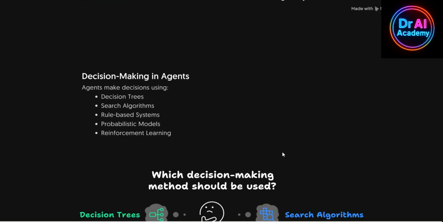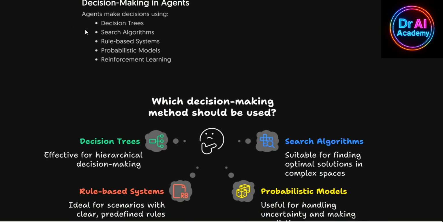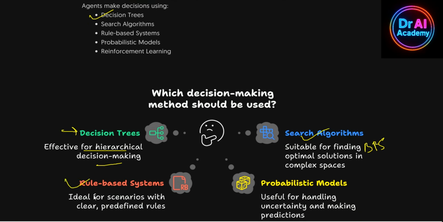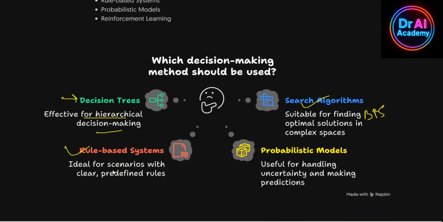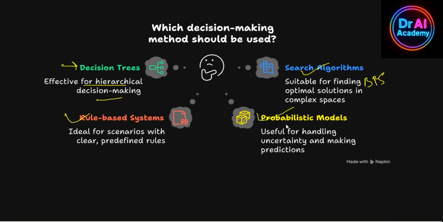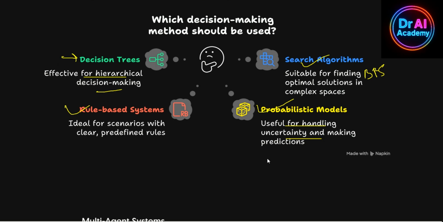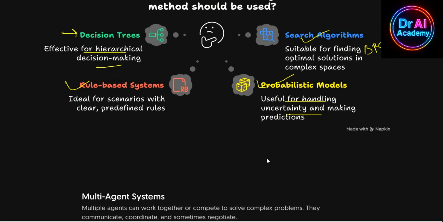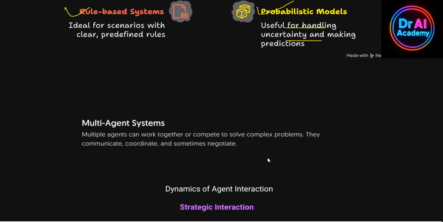Decision-making in agents. Agents need to make decisions under uncertainty, and they often use techniques like decision trees, if this then that. Search algorithms like BFS or A*, especially for planning paths. Rule-based systems, good for chatbots or domain-specific logic. Probabilistic models, for agents dealing with noisy data, like sensors. And of course, reinforcement learning for agents that learn from rewards. We'll explore some of these in later modules.